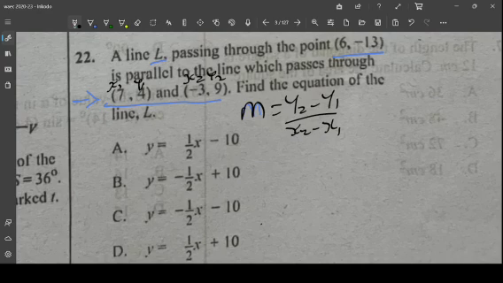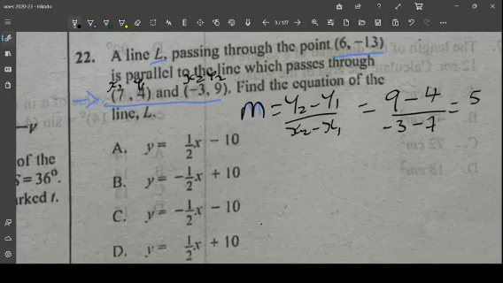So from there, I can pick the values. y2 minus y1 will be 9 minus 4, all over x2 minus x1, which is minus 3 minus 7. So that gives me 5 over minus 10, which is the same thing as minus 1 over 2. So I've gotten my gradient to be minus 1 over 2. And since that line is parallel to our line L, the gradient m of our line L is also minus 1 over 2.